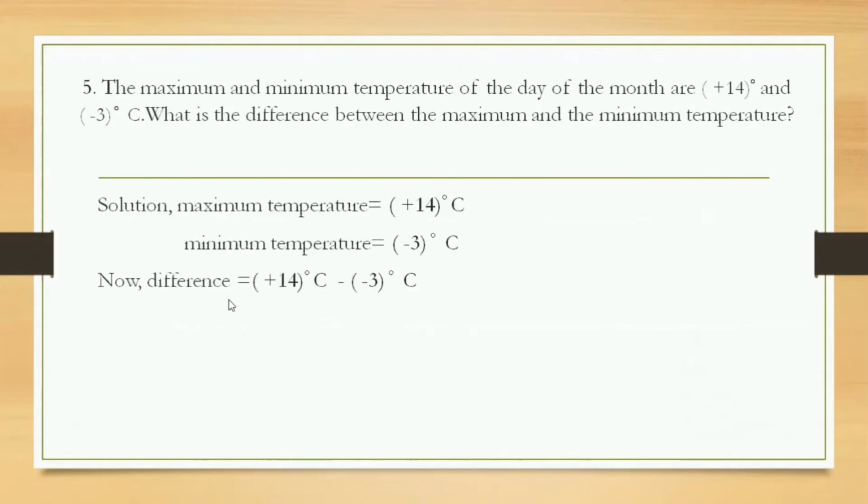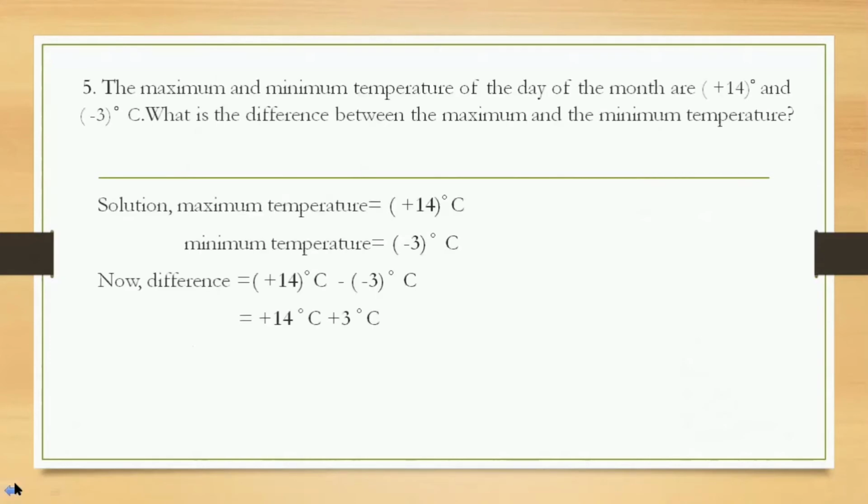Now the difference means we have to subtract them. And minus in the minus is plus, and 14 degrees Celsius and 3 degrees are added. Then the difference is 17 degrees Celsius. We have to find out the difference, and the difference was 17 degrees Celsius. This was the answer, the difference of the two temperatures.